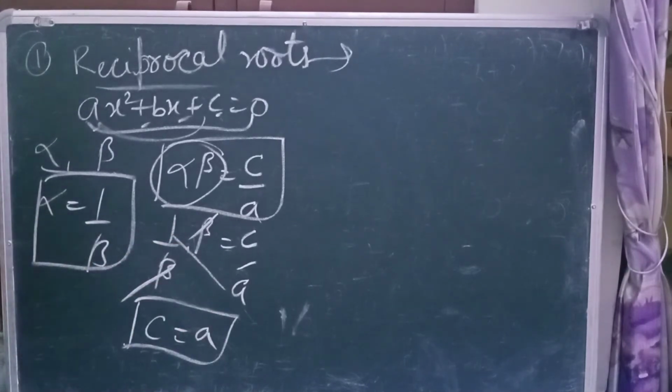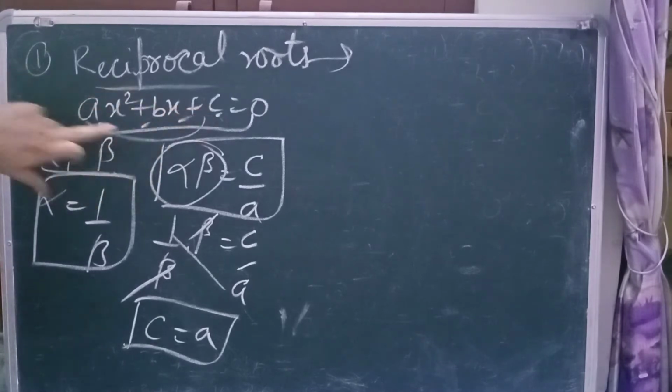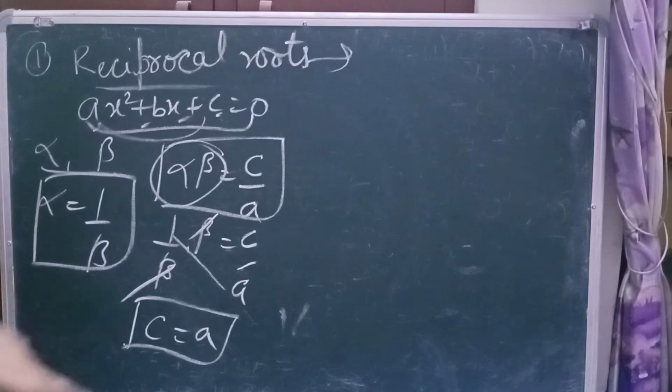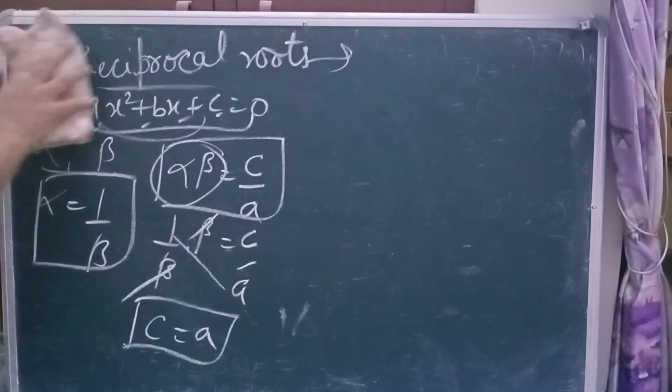That means whenever they are giving that the roots of the given quadratic equation are reciprocal to each other, we can use the condition c is equal to a. Whenever it is given that the roots are reciprocal to each other, we can use the condition c is equal to a.